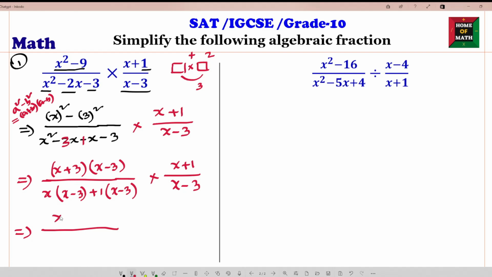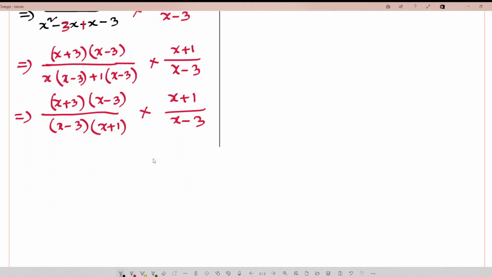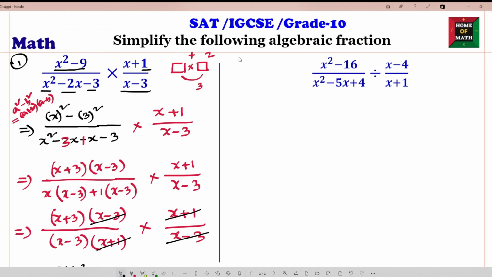So look, here is x plus 3 times x minus 3, and we can write here x minus 3 and x plus 1, times x plus 1 divided by x minus 3. Now we can cancel: x minus 3 out, x plus 1 out, and x plus 1 out. So our answer will be x plus 3 divided by x minus 3. Okay, so our answer is done. This is our answer. So the first question we already solved. Now the second one.